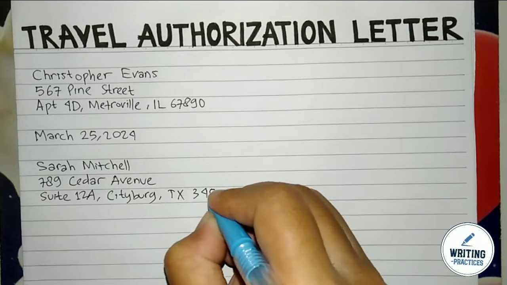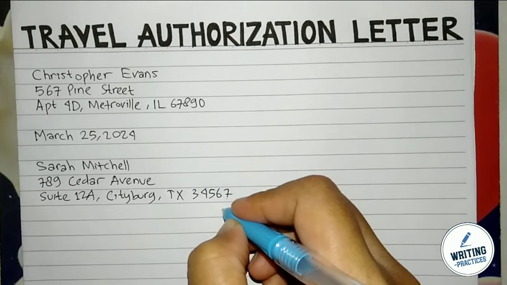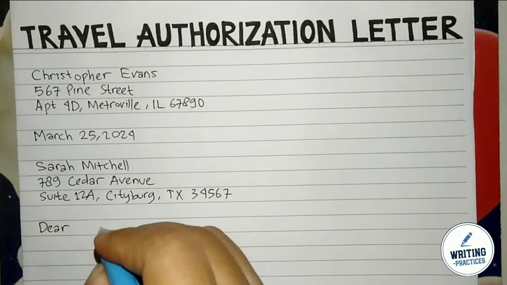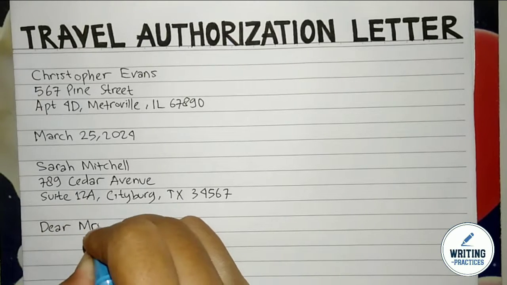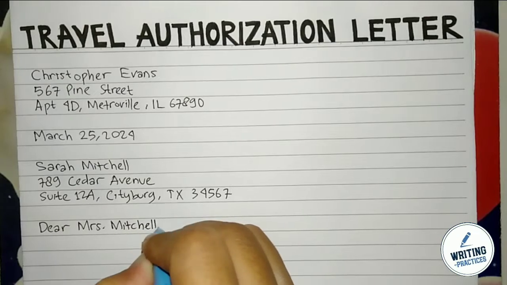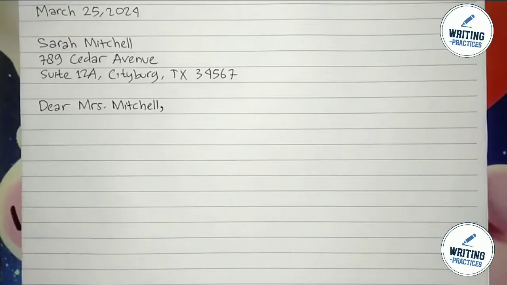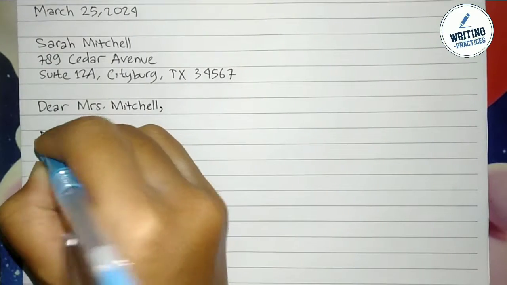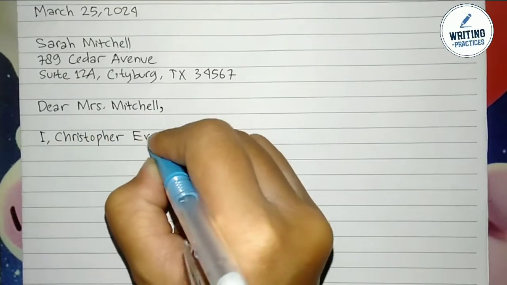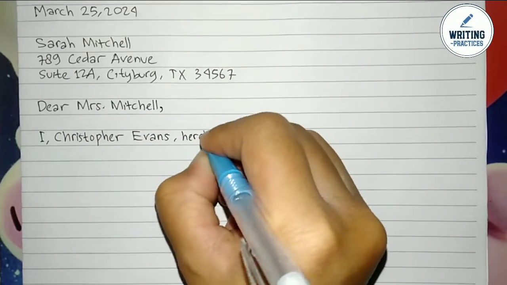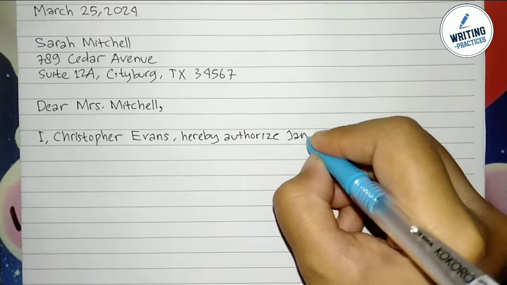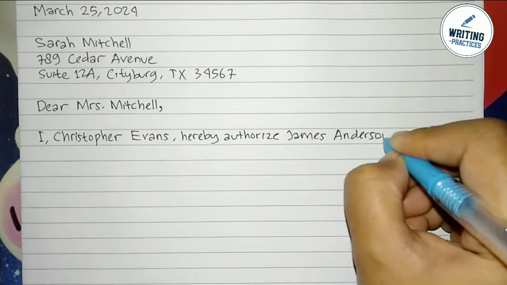After completing this information, now you may open the letter with a formal salutation. You may simply write, "Dear Mr. or Ms. or Mrs.," followed by the last name of the recipient. In the first paragraph, this is where you write introduction and statement of authorization. Just like this sample, Christopher introduces himself. And he, the writer, states the authorization of James Anderson for travel purposes.